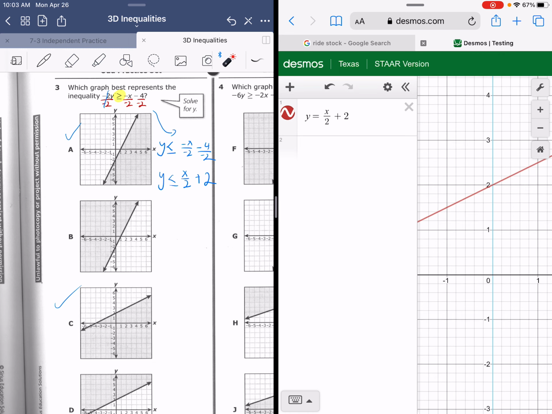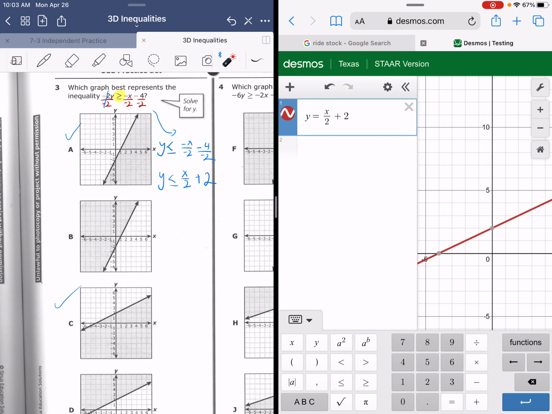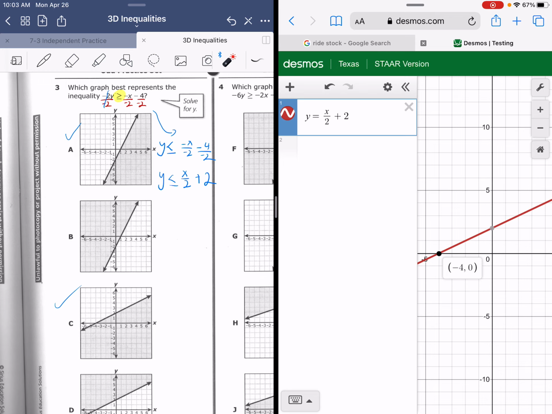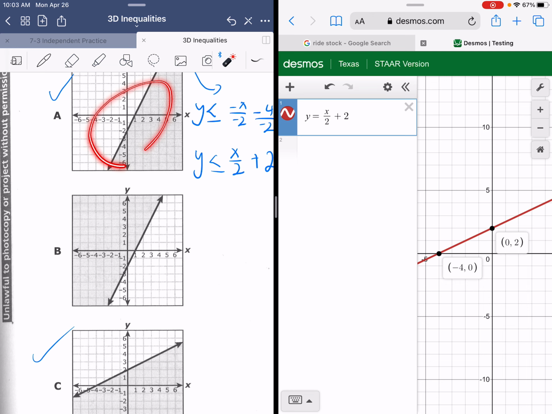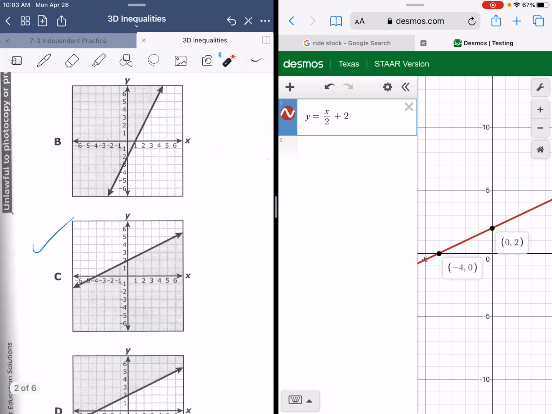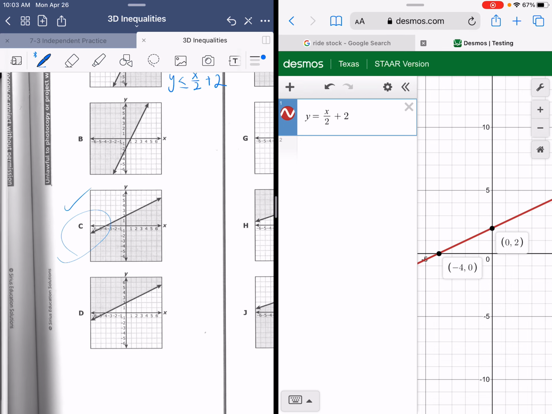Now it looks about right. So here, let's look at this. You should have -4 as an x-intercept and (0, 2) as an x-intercept. This one does not. This one has something else, but this one has -4 and +2 as an x-intercept. So that's going to be the answer, okay?